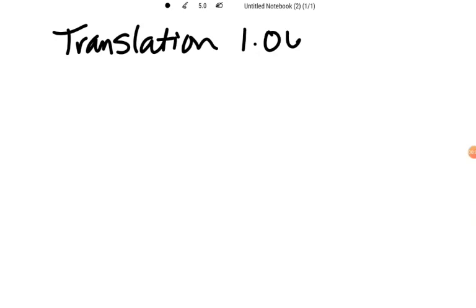Okay, we're going to start the next module, 106, and it's translation. For example, translating Spanish to English or English to Spanish. We're going to translate word problems into algebraic expressions. So the first we'll go over is addition.